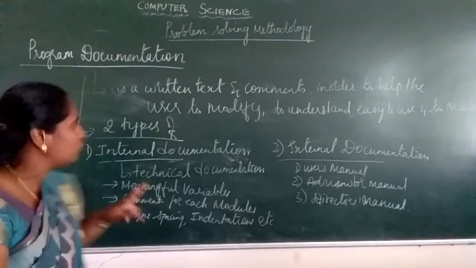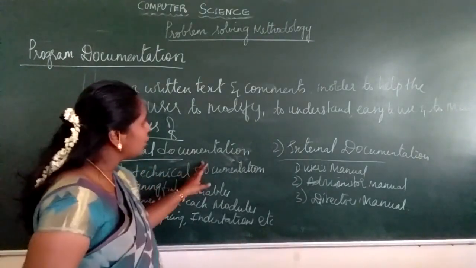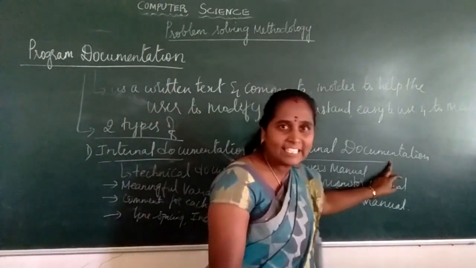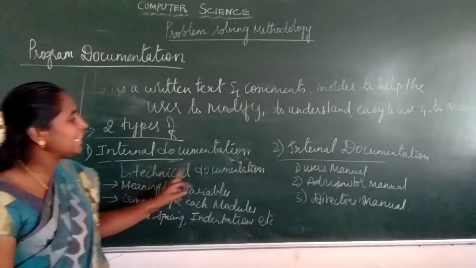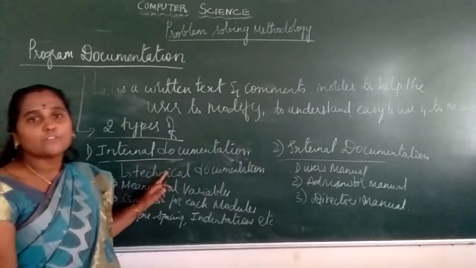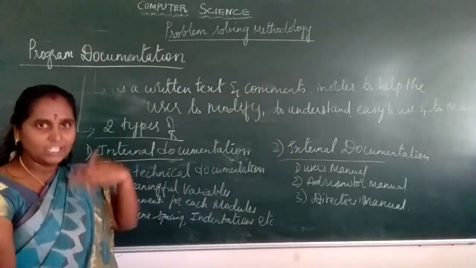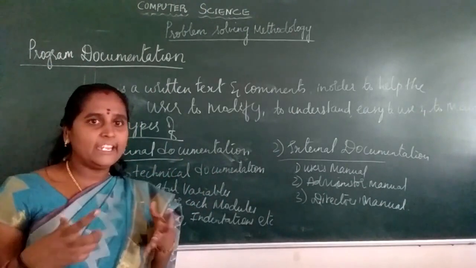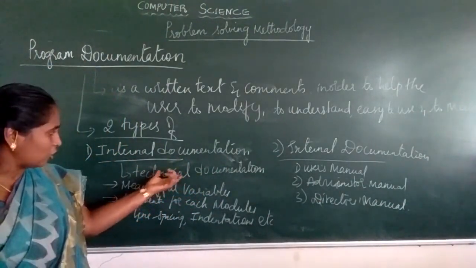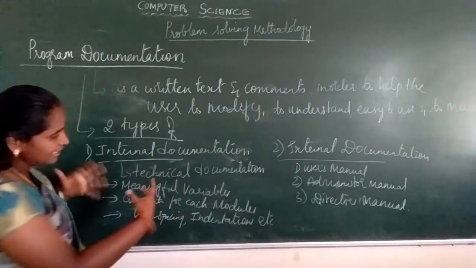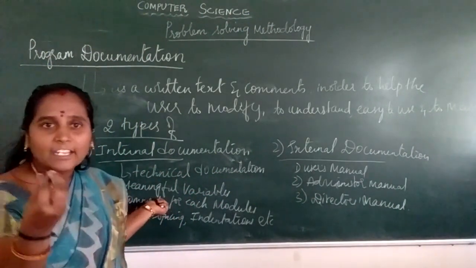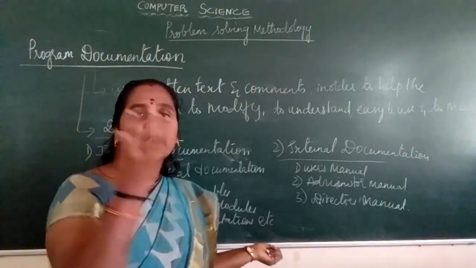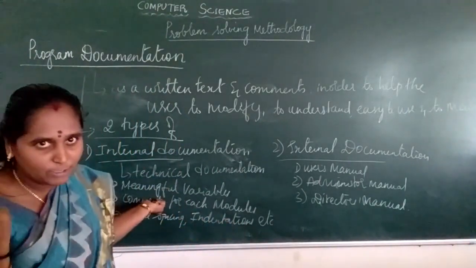So there are two types of documentation. One is internal documentation, the second one is external documentation. Internal documentation is also called technical documentation. This is used by the users or the programmers at a later stage. If you want to modify anything, you are going to make use of this internal document. If you are using any data in that particular program, it gives the purpose for which those meaningful variables or data have been used.